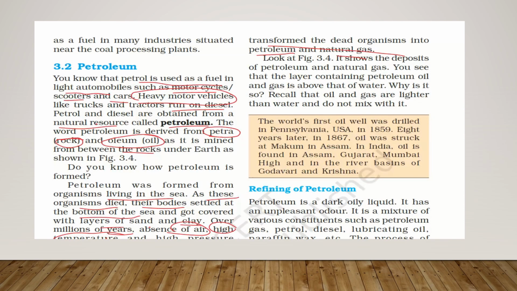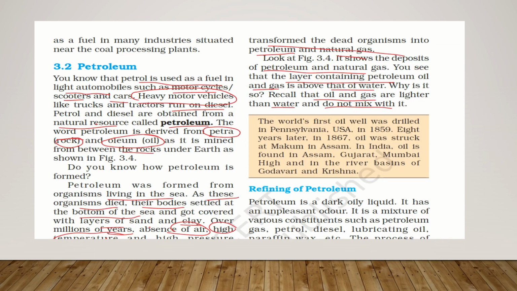Now this petroleum and natural gas are obtained from the layer containing petroleum and oil above that of water. Why? Because oil and gas are lighter than water and they do not mix with water, right? So when we are digging down the earth for this petroleum and natural gas, the layer will obviously be above the water. That diagram we will see down.